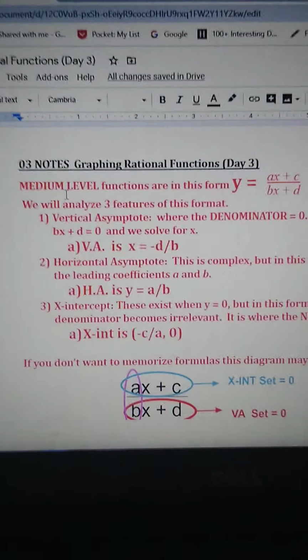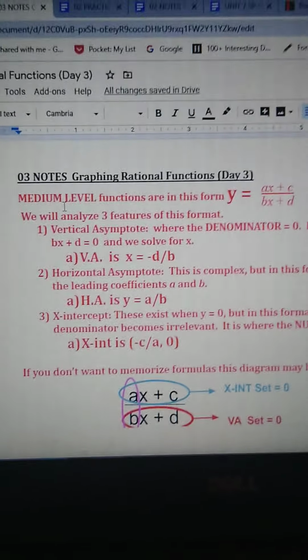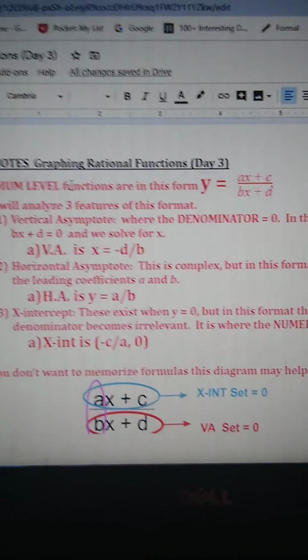This is a video lesson for graphing rational functions, day 3. We spent the first 2 days doing simple ones. Now we're going to do medium level problems. These are going to get a lot harder, but we'll start with a medium level one here for today.